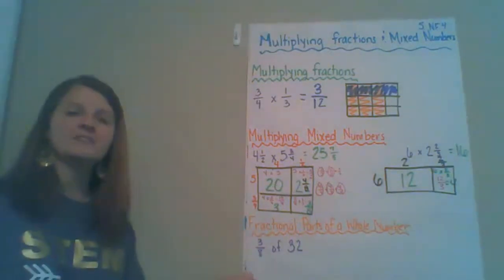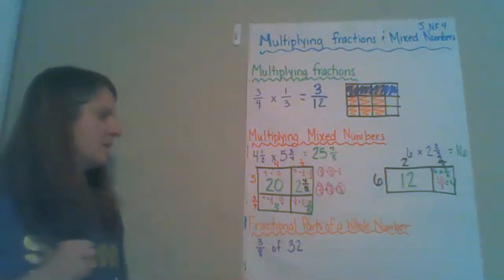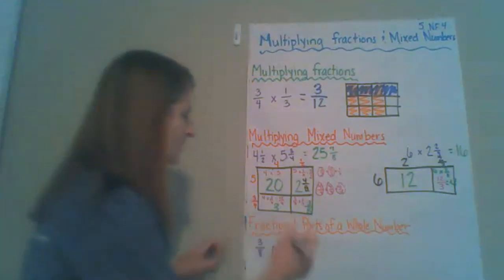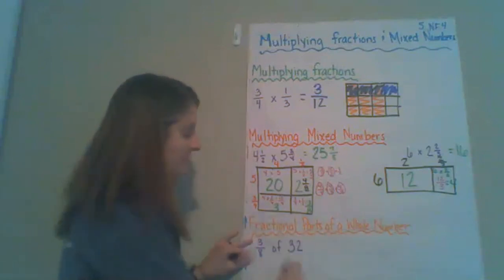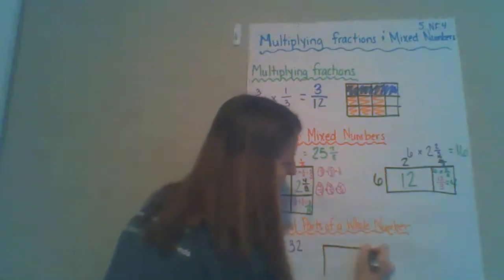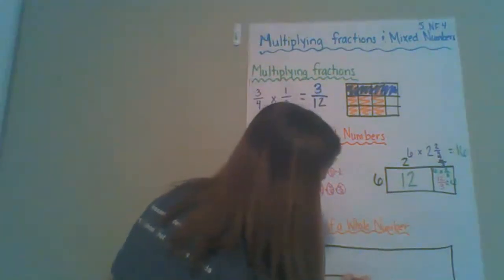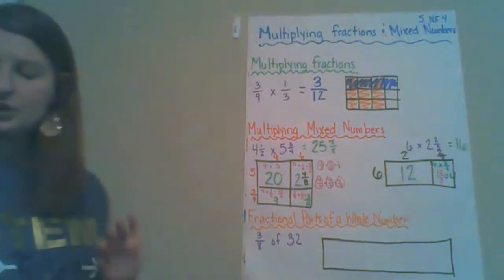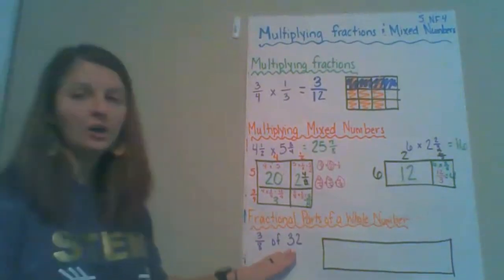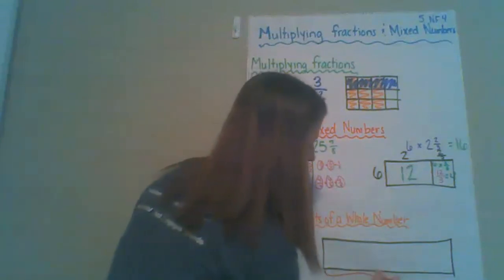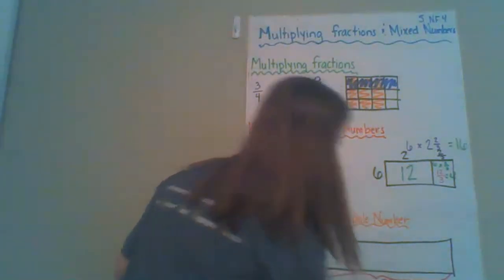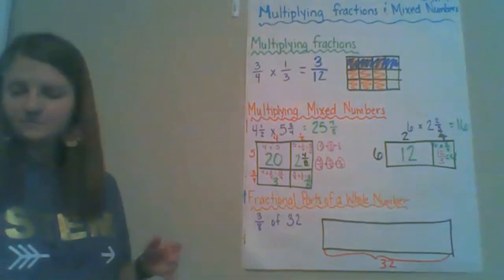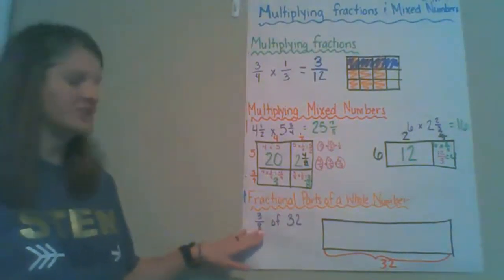All right, and then this is what we worked on with those recyclables that we've talked about the past 2 days. Fractional parts of a whole number. So we're going to find 3/8 of 32. And if you remember, we have looked at a bar model to represent our whole and to help us determine that fractional part. So my whole is 32. That whole bar represents 32. There we go.